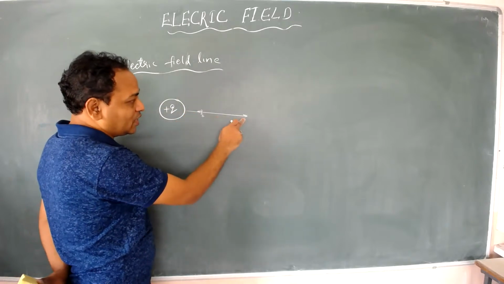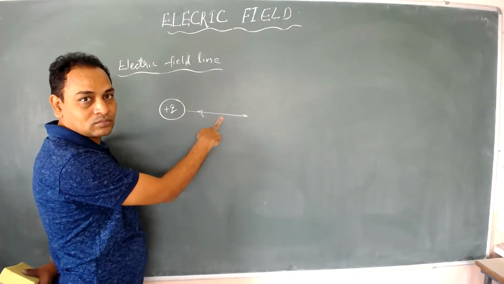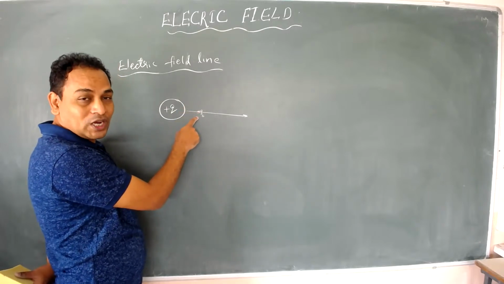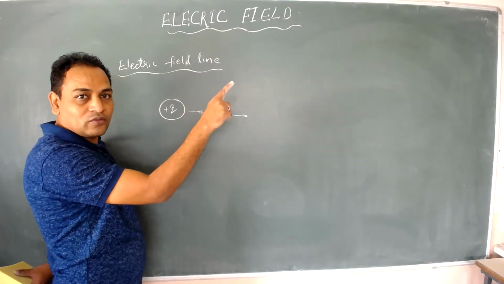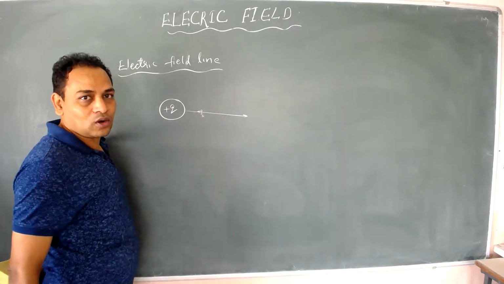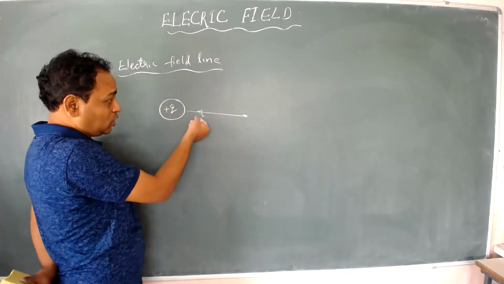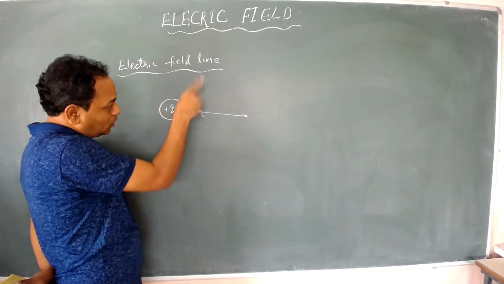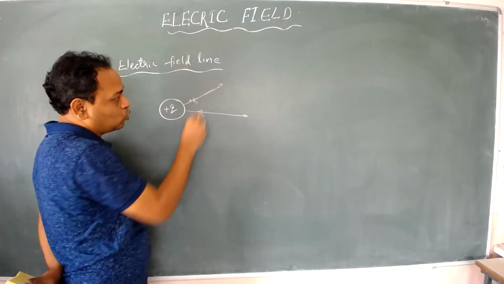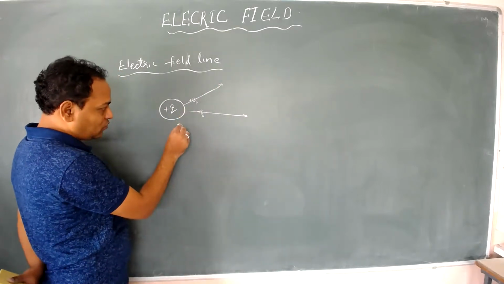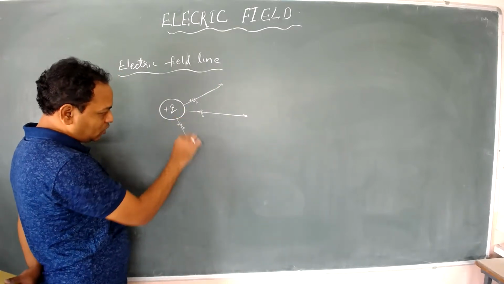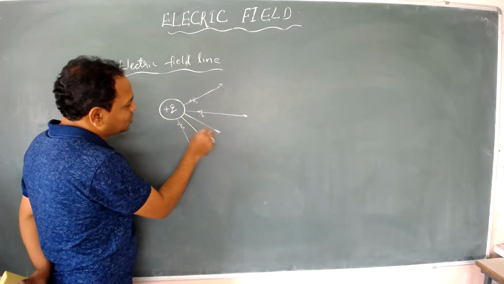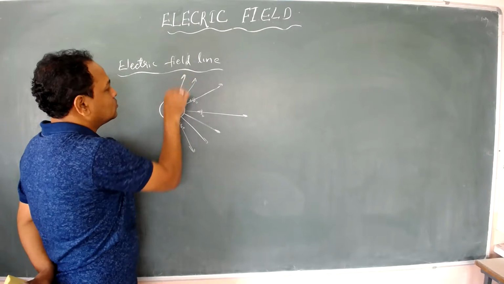So an electric field line is nothing but the path on which, if you place a unit positive test charge, it will tend to move freely. So that path is called an electric field line. Suppose you place the charge here, then it will repel in this direction, linearly outward. If you place the charge somewhere here, then again it will move in this direction. So in this way, we can draw many such lines around this charge.